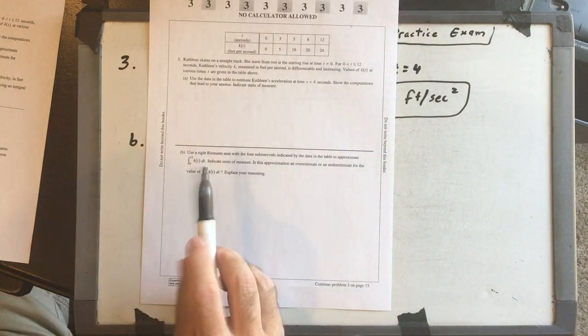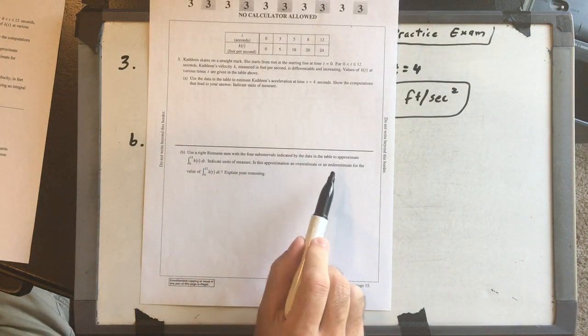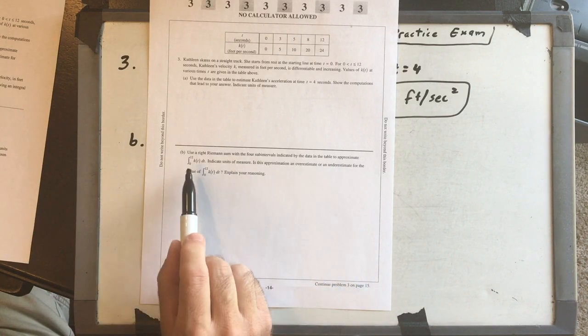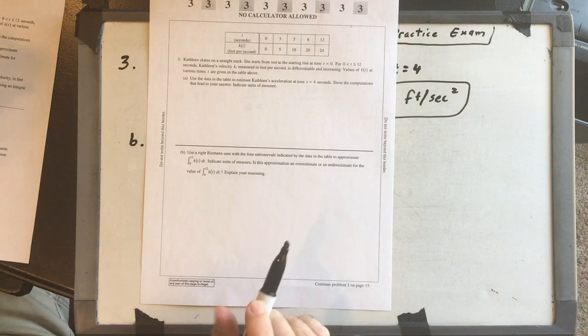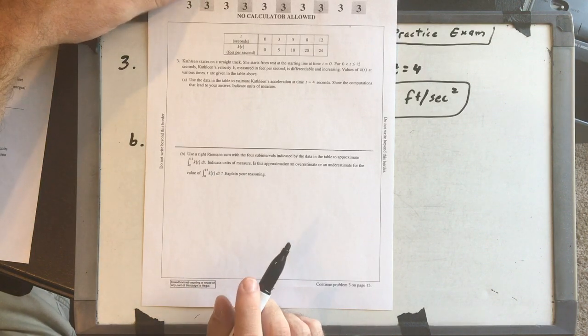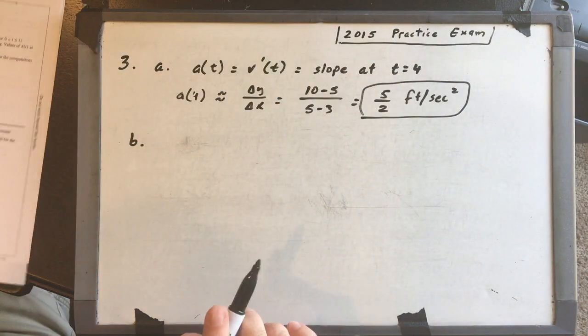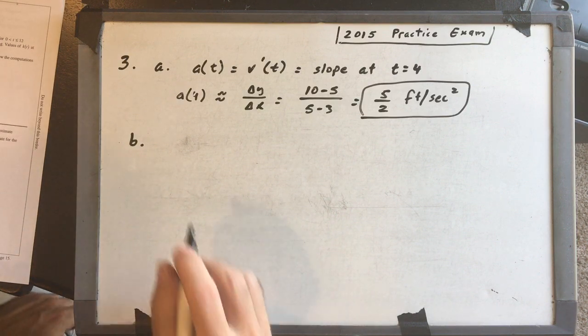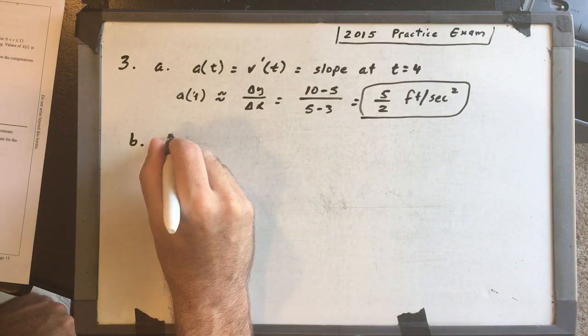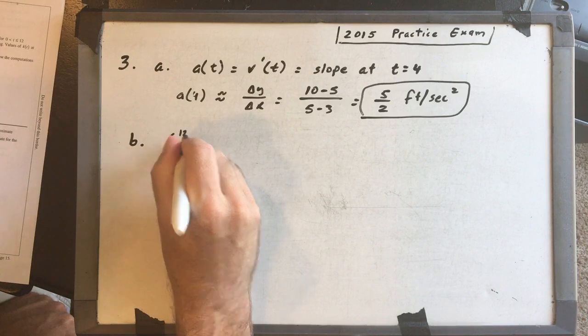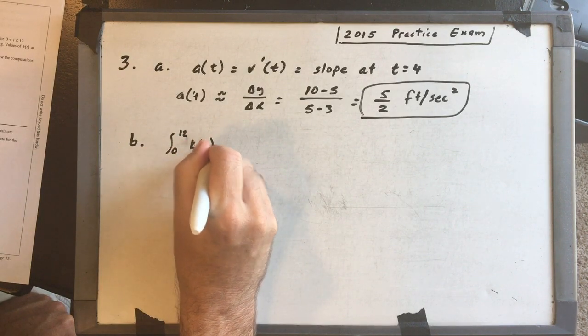It says using a right Riemann sum to approximate the integral from 0 to 12 of K of t dt, is it an overestimate or an underestimate? I think it's a possibility you could get one like this. Okay, so the right Riemann sum, so 0 to 12 of K of t dt.